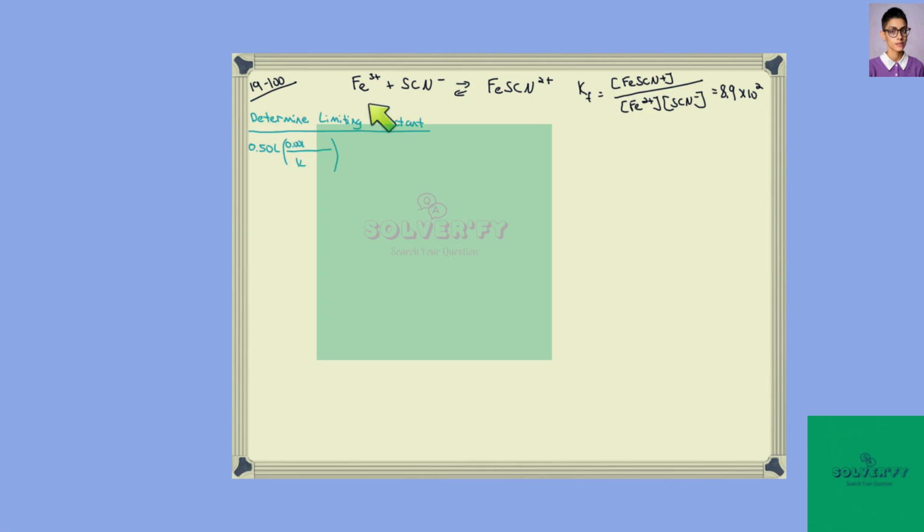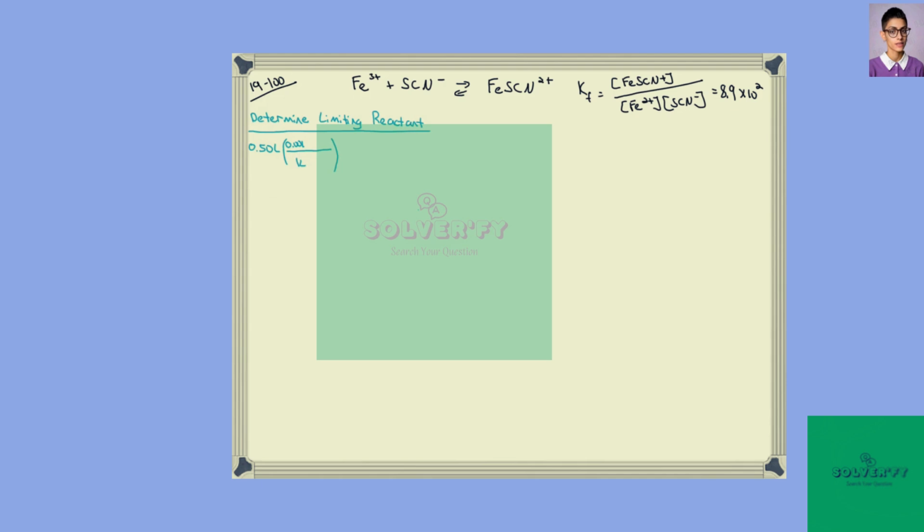We have a certain amount of iron 3 plus and a certain amount of thiocyanate, and we can calculate the amount of product that can be produced with each amount of reactant. The reactant that produces the least amount of product will be the limiting reactant, and the amount of product that the limiting reactant makes will be the maximum amount of product possible.